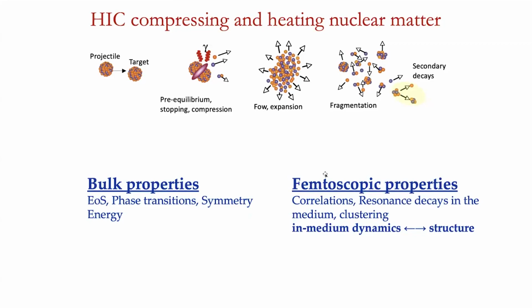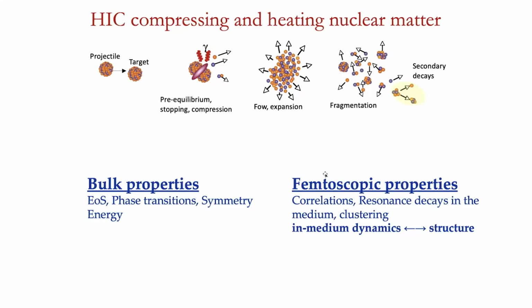When it goes to low densities, it enters this instability region where there are mechanical instabilities, and you start to see the splitting of nuclear matter into fragments and light particles. This is a laboratory where you can study bulk properties like the equation of state, phase transitions, and symmetry energy, or femtoscopic properties by looking at correlations between all these fragments that you produce.